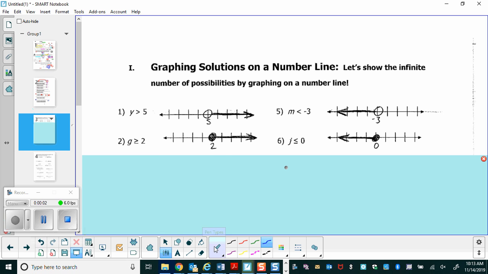So in this video, I'm with you guys on page 3, and what we are going to be reviewing is how to graph solutions on a number line. What we are going to be doing is showing the infinite number of possibilities by graphing on a number line. So let's get started here with the first one.